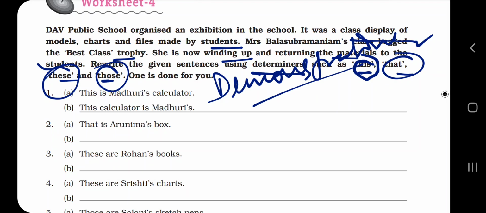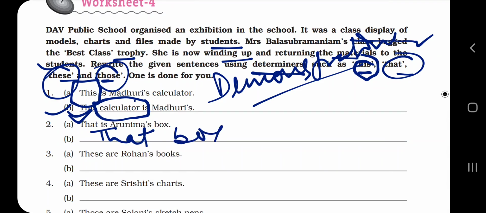This is Madhuri's calculator. This calculator. Now see here you have to use a determiner, because determiners come before the noun. So if we are talking here, it is not a determiner, but in the second case it is a determiner. Okay, so that is Arunima's box. Now we have to turn that into a determiner. So that box is Arunima's.